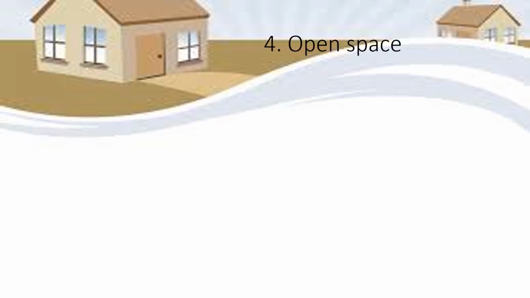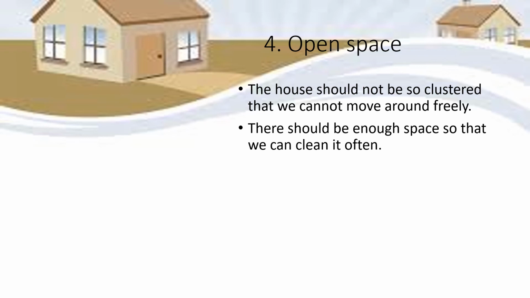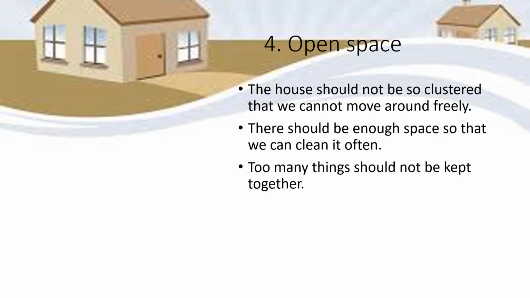Now, the last feature for being an ideal house is open space. I know all of you understand what open space is. The house should not be cluttered, so that we cannot move around freely. We should have plenty of open space in our home. There should be enough space so that we can clean it often. Too many things should not be kept together.